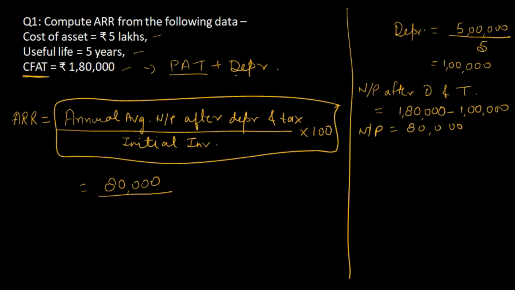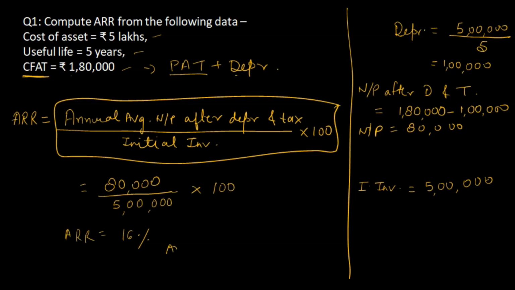Profit was given after tax but before depreciation, so we have deducted depreciation. Now we got net profit after depreciation and tax. Now for initial investment, what do we need? Initial investment means we need to subtract the scrap value from the cost of asset. So cost of asset is 5 lakh and scrap value is not given, so there is no scrap value. So we'll take this 5 lakh as the initial investment. If scrap value is given, then deduct it, otherwise take the cost of asset as the initial investment. Now just calculate, you will get 16% as ARR.